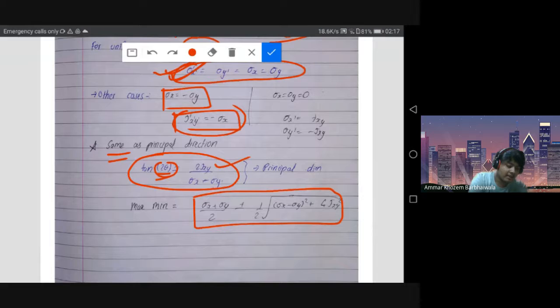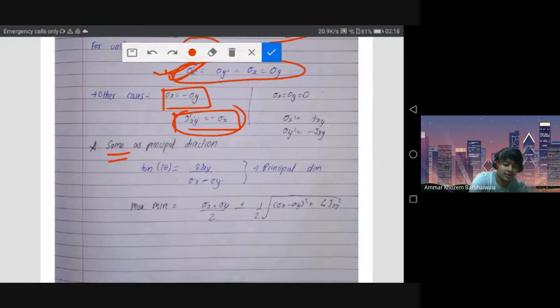These maximum and minimum values are the eigenvalues, and the directions are the eigenvectors. Since they are eigenvalues and eigenvectors, they are called the principal directions for the stress and strain. So if you have sigma x and sigma y, you can find this theta at which sigma x would be maximum and sigma y would be maximum for these cases.